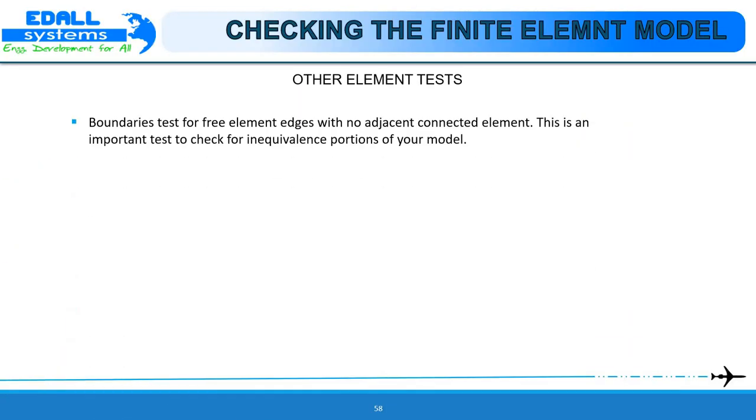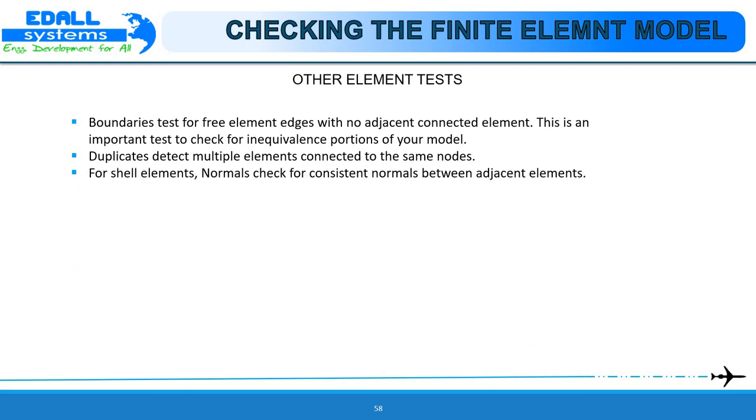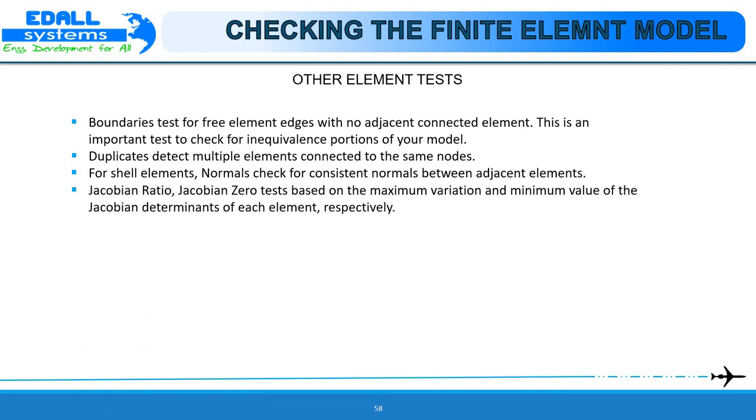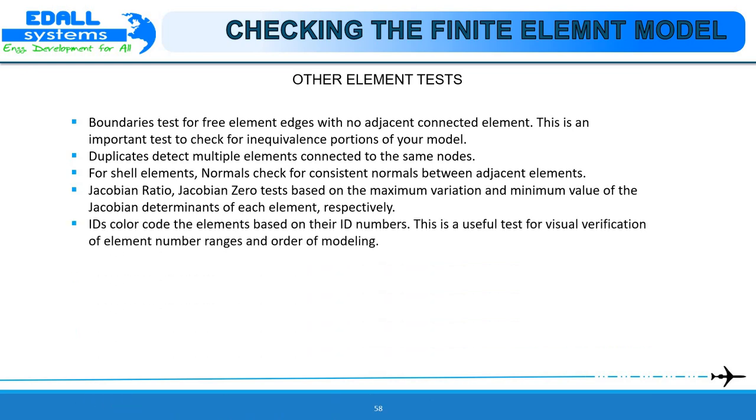Other element tests. Boundary tests for free element edges with no adjacent connected elements. This is an important test to check for inequivalenced portions of your model. Duplicates detects multiple elements connected to the same nodes. For shell elements, normals check for consistent normals between adjacent elements. Jacobian ratio and Jacobian zero tests are based on the maximum variation and minimum value of the Jacobian determinants of each element respectively. IDs color codes the elements based on the ID number. This is a useful test for visual verification of element number ranges and order of modeling.